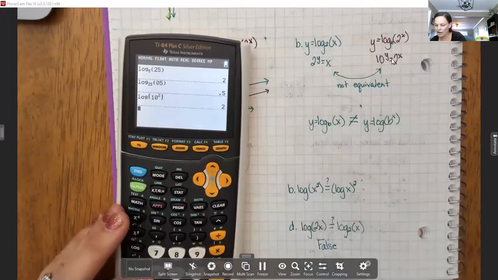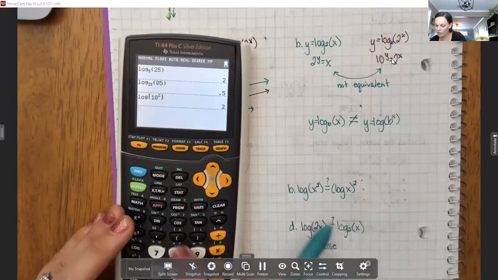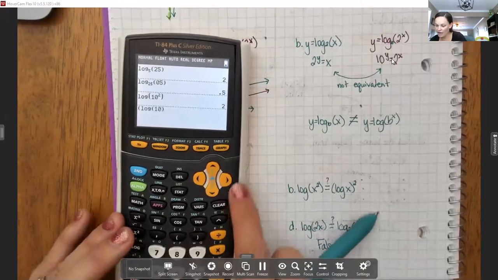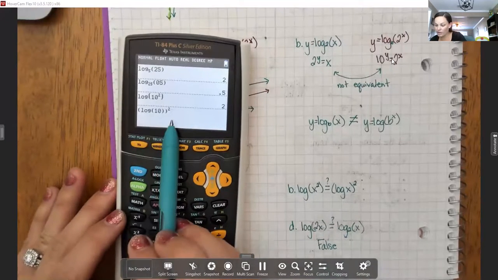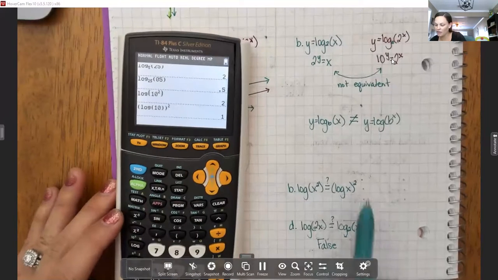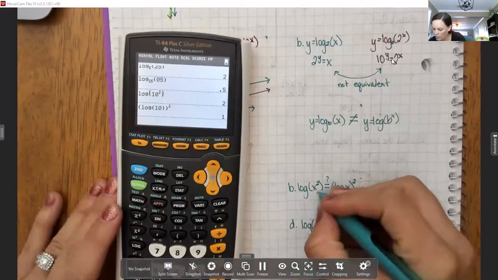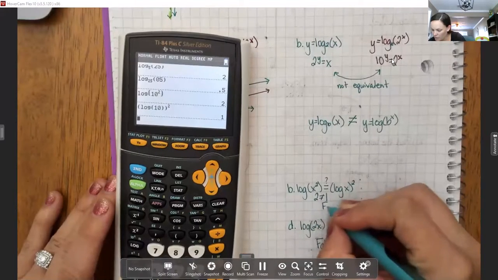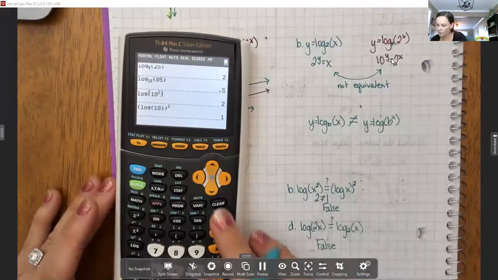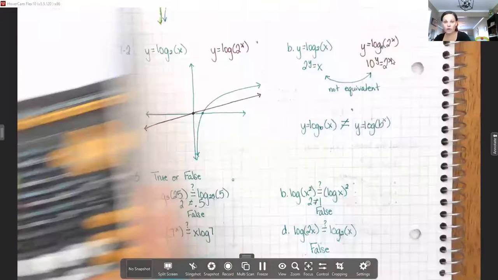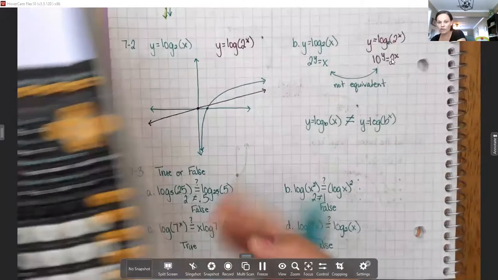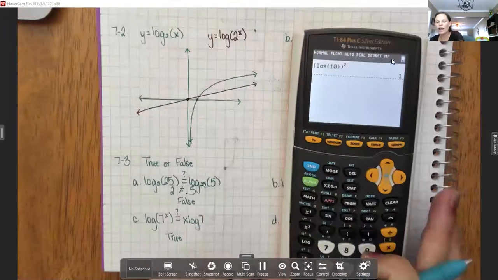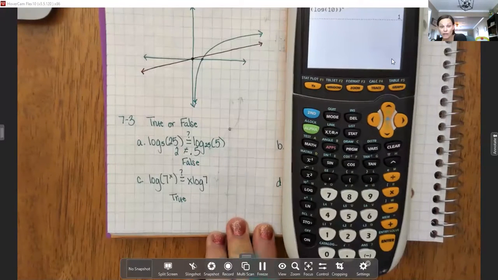I just chose 10. Is that equal to log of 10 and squaring the whole thing? Notice this squared is outside there, so these are not the same. 2 doesn't equal 1 is false. And finally, the book tells you one of these is true, which means C is true. I'll just confirm that on my calculator. Again, if it's true, it should work with every single number, and we would want to prove that.